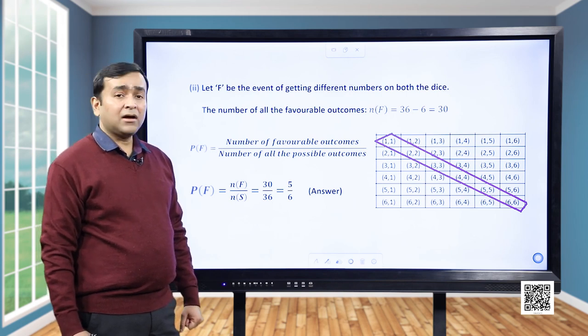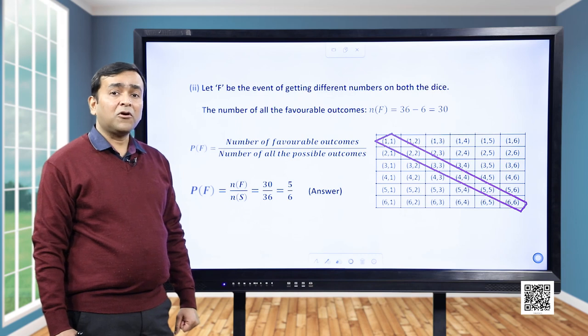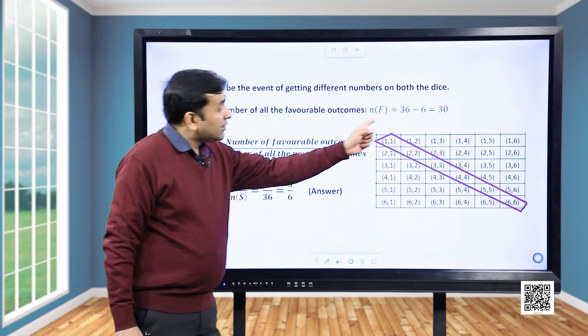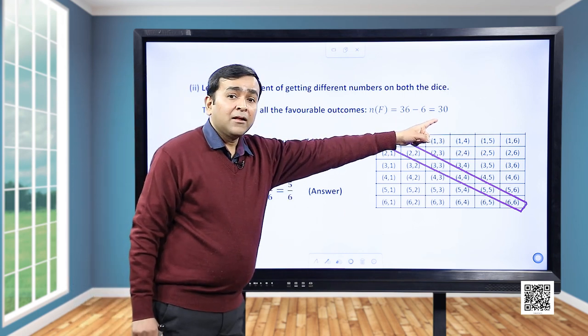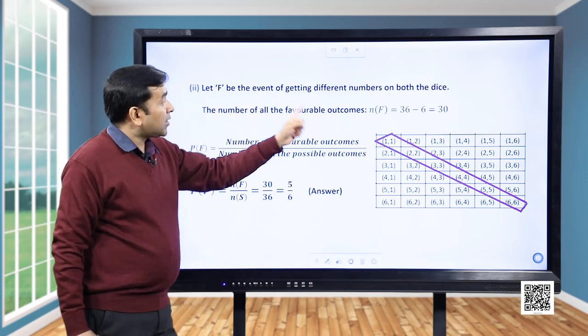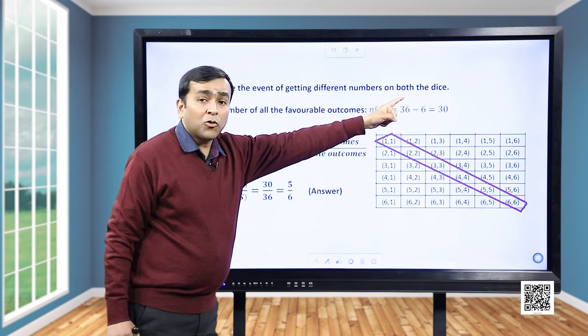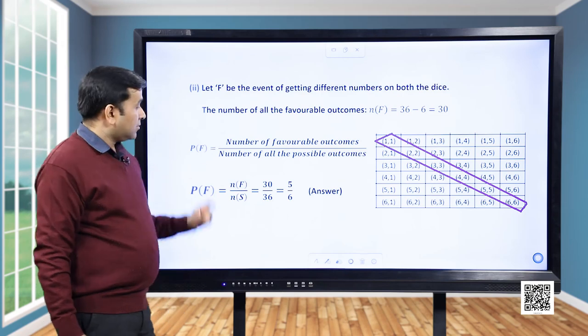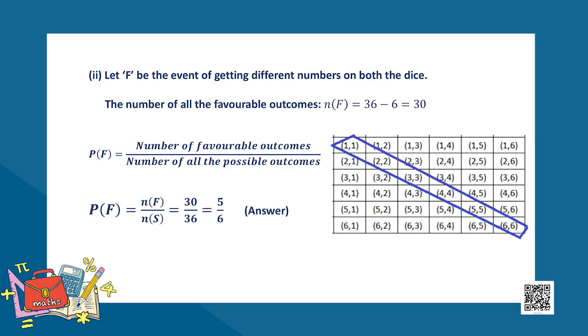That means these favorable outcomes were for the same number appearing on both the dice. So we subtract 6 from 36 to get favorable outcomes as 30. So the favorable outcomes for the event of getting different numbers on both dice is 30. We apply the same formula, that is the number of favorable outcomes upon the number of possible outcomes for finding the probability, which is 30 upon 36, and which is equivalent to 5 by 6, and this is our answer.